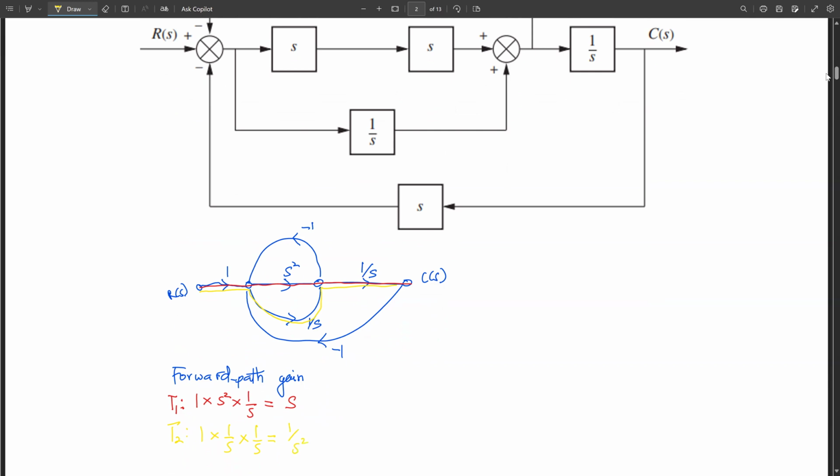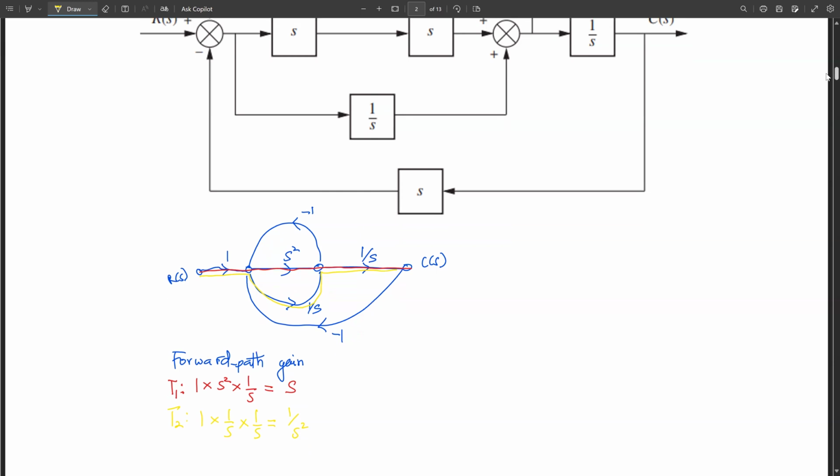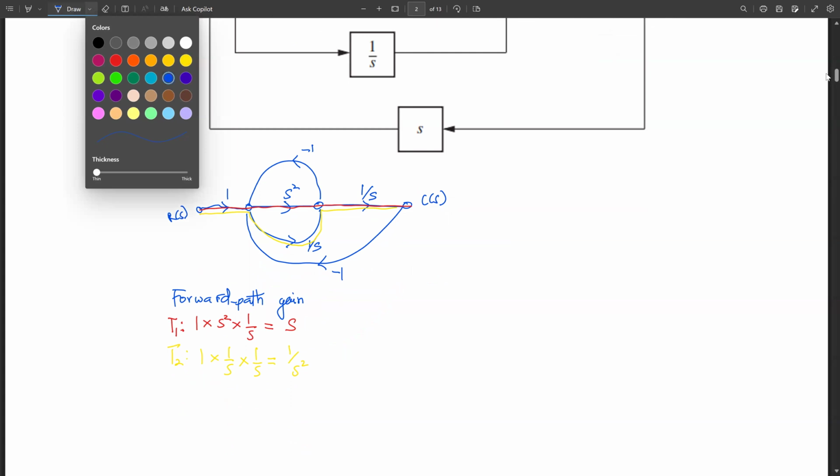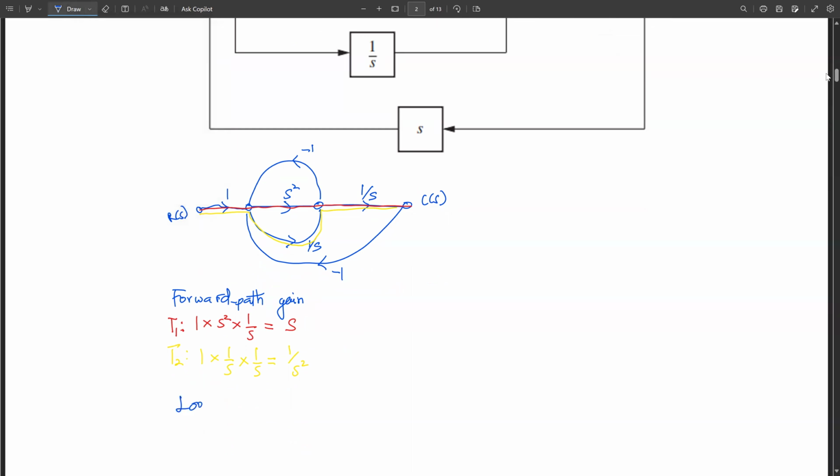Now let's see if you can find the third path. This path here does not qualify to be a forward path. This one also does not qualify to be a forward path. So we have just 2 forward paths. Now the next thing to do is to find your loops, right? So the loop is simply you start from a node and then you follow the signal flow, and if it ends on the same node, then you have a loop. That's the easiest explanation I could give. So loop gains.